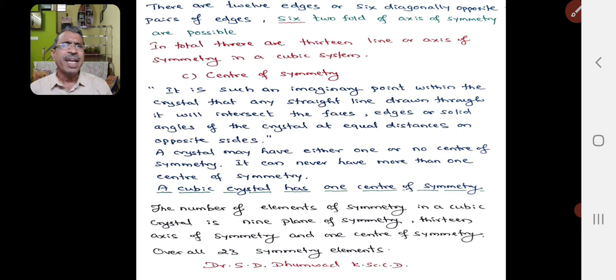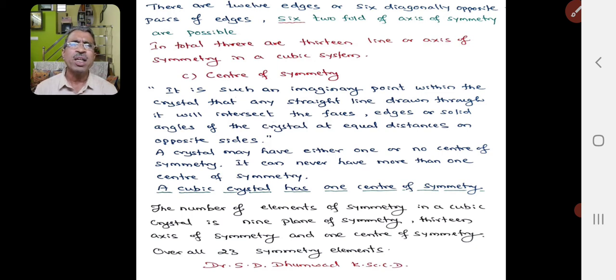Lastly, coming to the center of symmetry. You take a cube. In the cube, you have only one center. If you take a circle, you have only one center. You don't have multiple centers. So that's what it says. It is an imaginary point within the crystal such that any straight line drawn through it will intersect the faces, edges or solid angles of the crystal at equal distances on opposite sides.